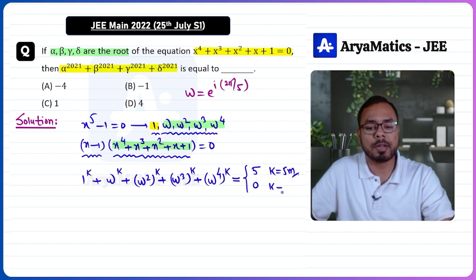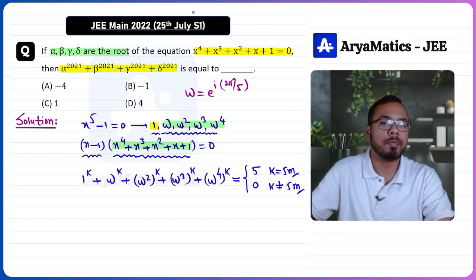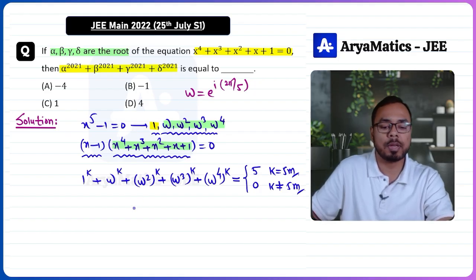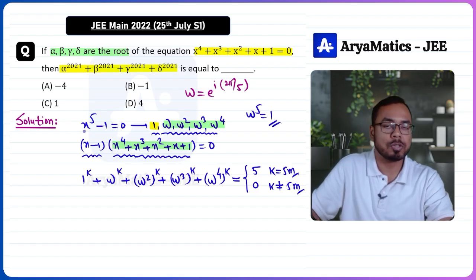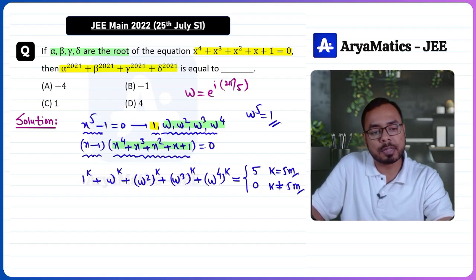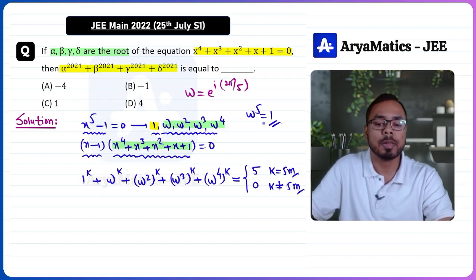And this one is not difficult. This property is not difficult to see, because if we have omega as fifth root of unity, that means omega raised to 5 will be nothing but 1, right? Because omega is a root of this equation, x raised to 5 minus 1 equals 0. So omega raised to 5 will become 1.